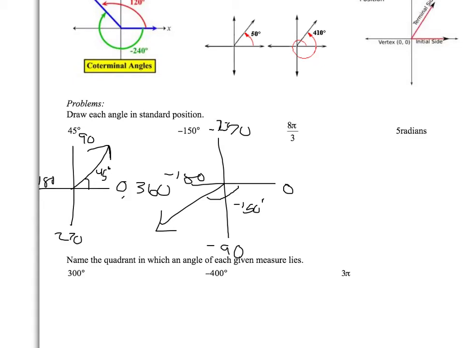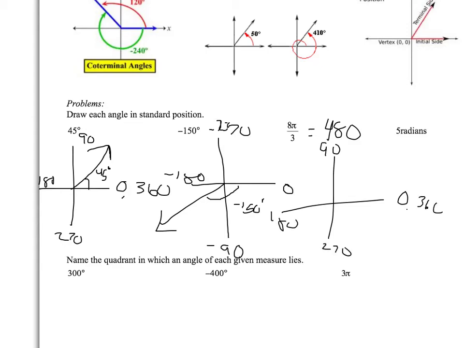For 8 pi over 3, I'm going to convert it to degrees first. So I'm going to take 8 times 180 and divide by 3. And that gives me 480 degrees. So it's positive, so it would be 0, 90, 180, and 270. All the way around is 360.